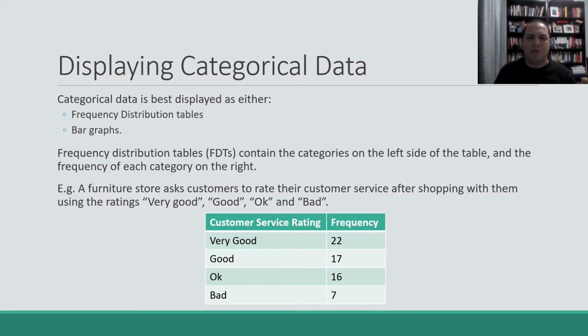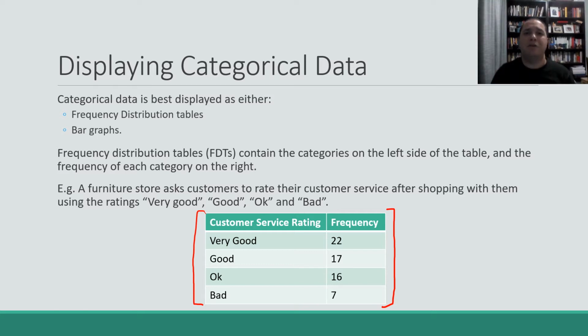So frequency distribution tables, or FDTs, contain categories on the left-hand side. So in this example, we've got our categories here on the left and the frequency on the right. So reminder, the frequency just means how many times that outcome occurred. For example, we've got our furniture store that asks customers to rate their customer service after shopping with them using the ratings very good, good, okay, and bad.